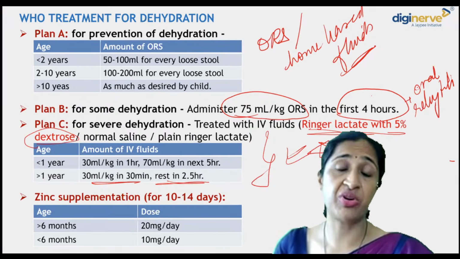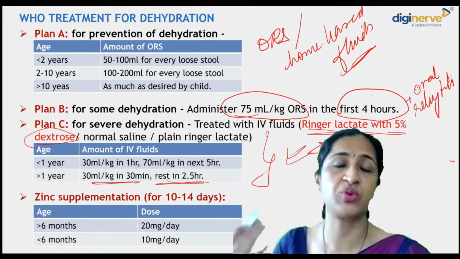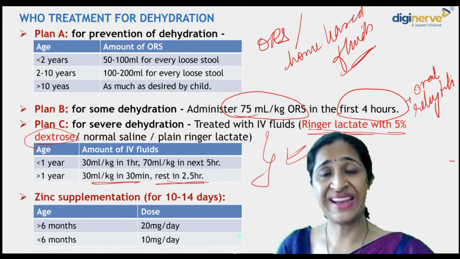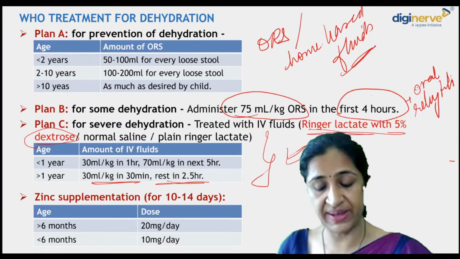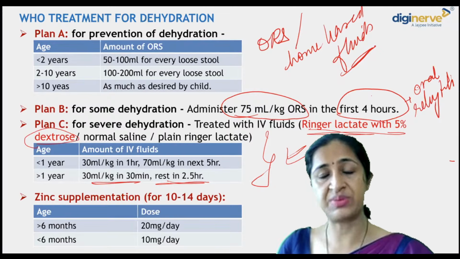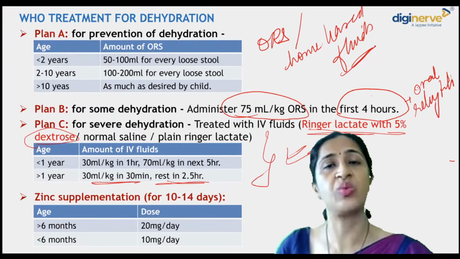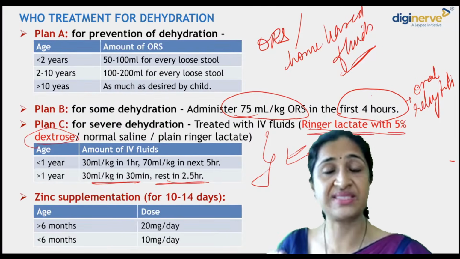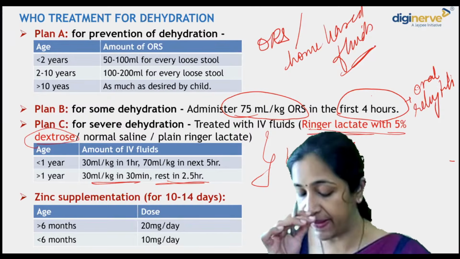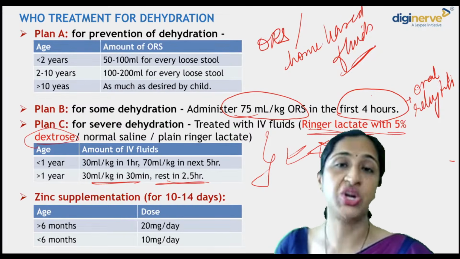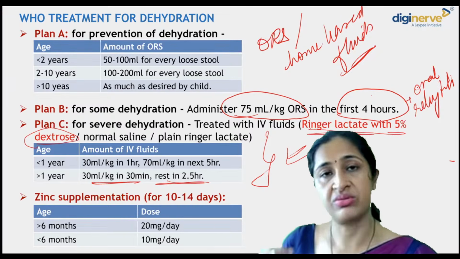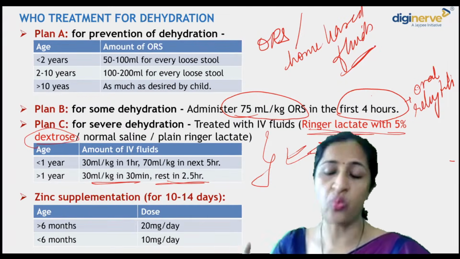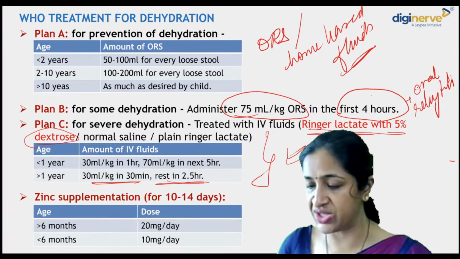Zinc is important. Zinc supplementation is what improves diarrhea. So, very much asked question. Less than 6 months, 10 mg per day; more than 6 months, 20 mg per day. Usually we have syrups which are 1 ml, 20 mg. So small children get 0.5 ml a day, and older children 1 ml, which is 20 mg.